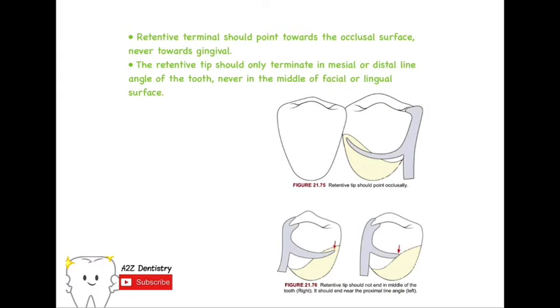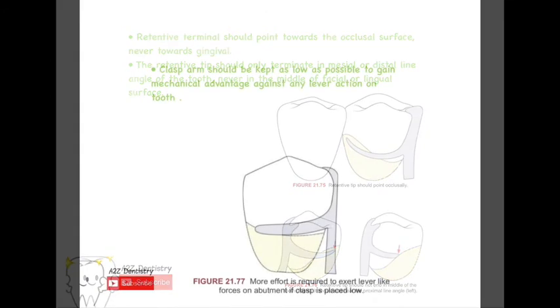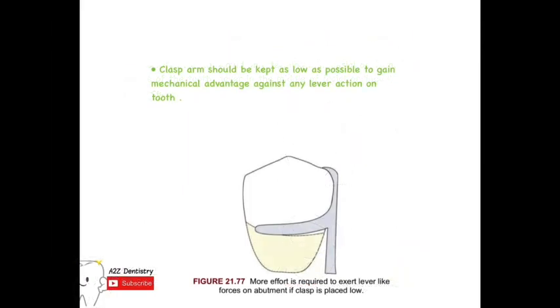these line angles are rounded while we are preparing our abutment, and therefore they do not allow for any stress concentration, right? That is the main objective. We are minimizing the stress concentration, and therefore we are saying that our retentive tip must be terminated on the mesial or distal line angle. So moving on towards our last point in the circumferential clasp, the clasp arm should always be kept as low as possible in order to gain mechanical advantage against any lever action on the tooth.